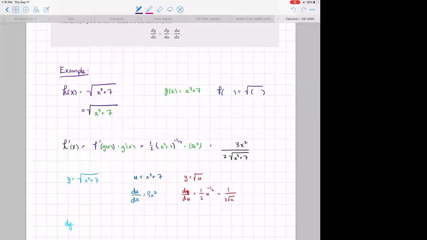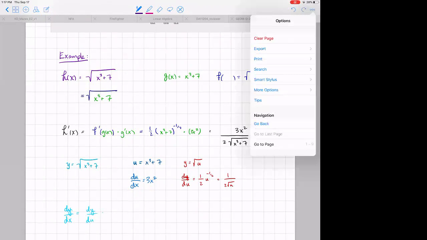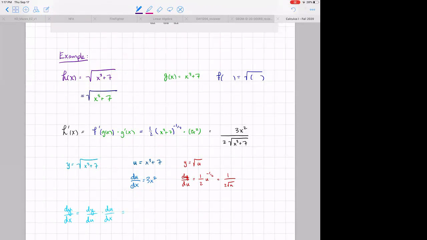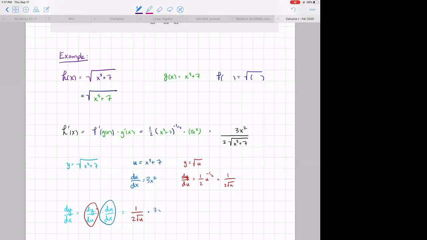Okay? And then the rule is pretty simple because it almost looks like fractions canceling. You say dy/dx is dy/du times du/dx, and it almost looks like the du over du is canceling. So that's one way to remember this rule. So now I just plug in dy/du. Well, that's 1 over 2 square root of u, and I wrote that in the wrong color, so I'll go back and write that as 1 over 2 square root of u in red. And then the blue part is 3x squared, multiplied by that. I'll simplify.